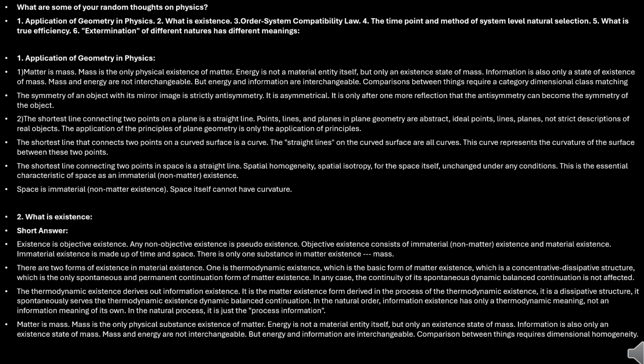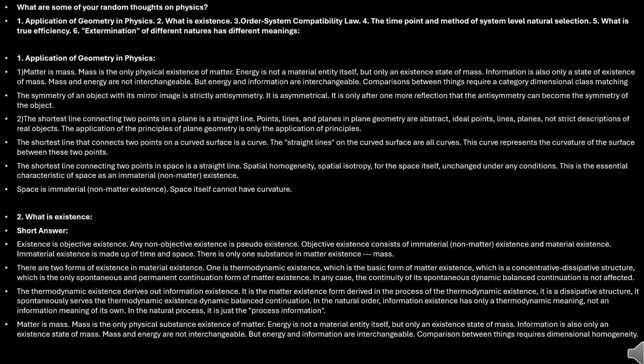It is a dissipative structure. It spontaneously serves the thermodynamic existence dynamic balanced continuation. In the natural order, information existence has only a thermodynamic meaning, not an information meaning of its own. In the natural process, it is just the process information.